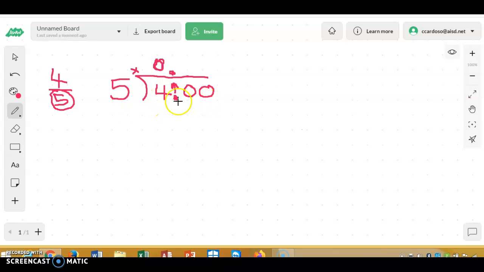So then we try not just the 4, but now we have 40. 5 can go into 40. Think of your 5's times tables. 5, 10, 15. Keep going. 5 times 8. Awesome. And what is 5 times 8? It is 40. And subtract. That's a 0. And that's a 0. And we're done.